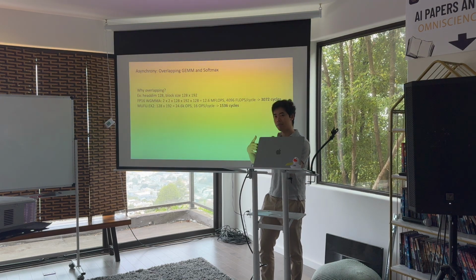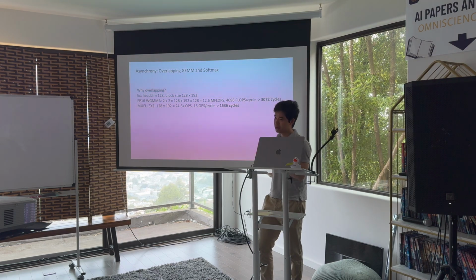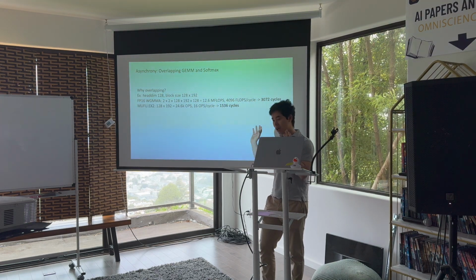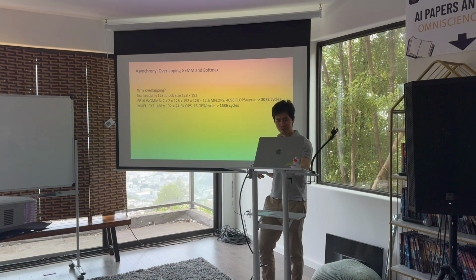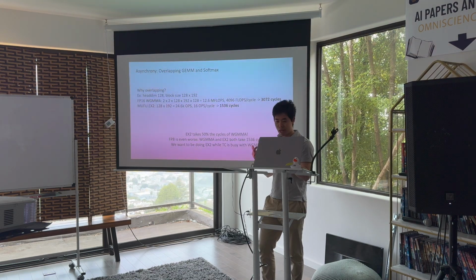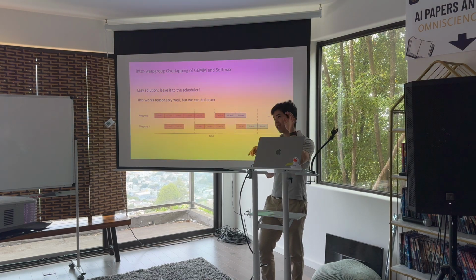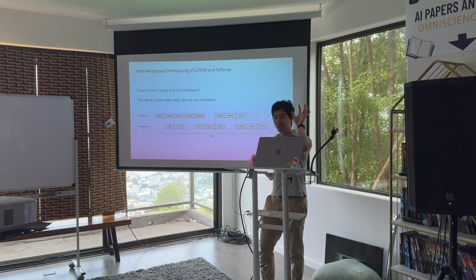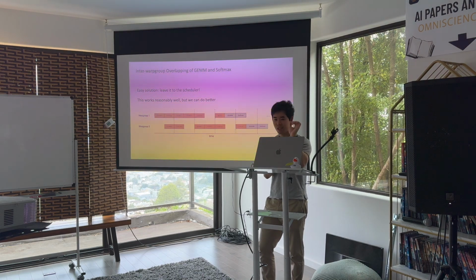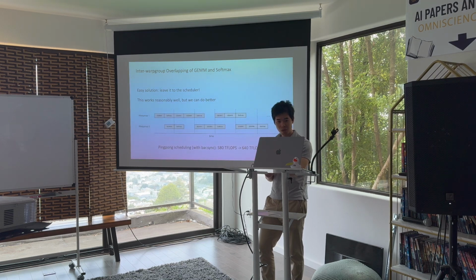So if you don't overlap these two, you're going to spend a bunch of time just idling, waiting for the exponential while the tensor cores are not running. So we need to overlap them. I won't go into details of how we overlap them, but this is just to motivate. How exactly you do that, you have to play with the scheduler so that while one workgroup is using the tensor cores to do matrix multiply, you want the other workgroup to do the softmax. And that gives you quite a bit of speedup.